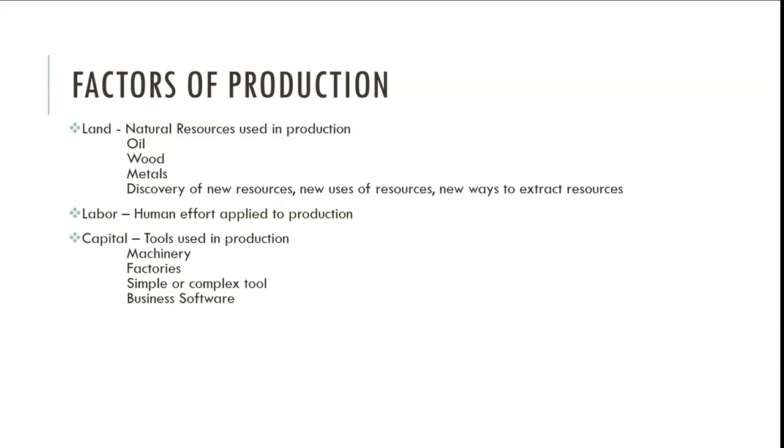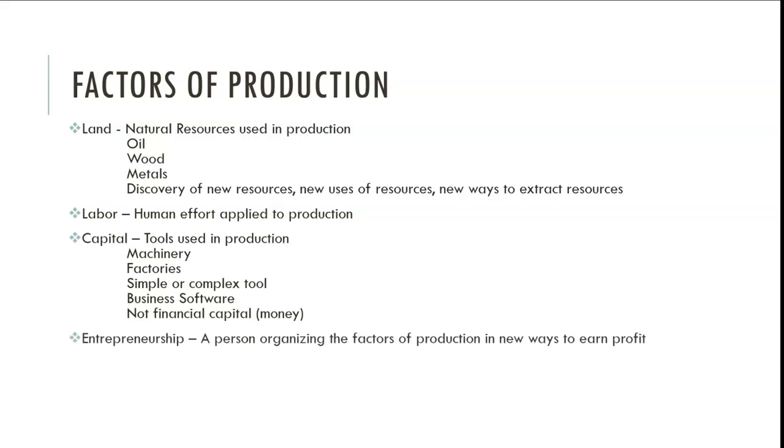So land is the materials we use, labor is human effort, and capital is the tools used in production. We're not including any sort of financial capital or money. We will be talking about that later in the semester, but in terms of economics, generally when we say capital, it's some sort of physical machinery, tool, technology, software, but not money.